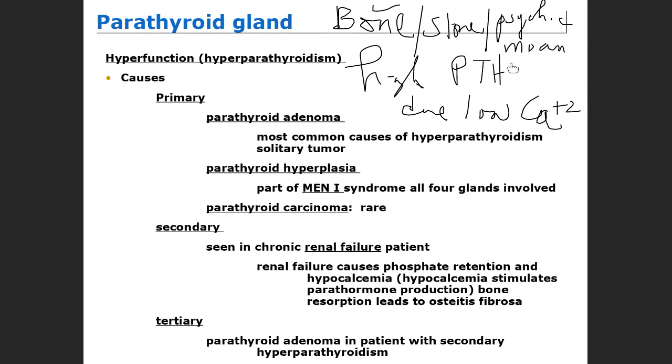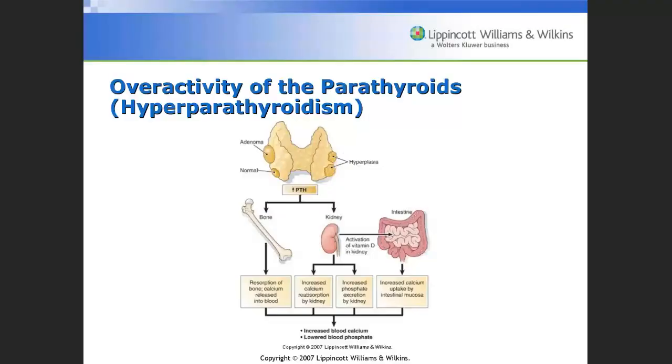Depression, psychosis, that kind of thing. This in general is known as a psychic moan, maybe headache as well. Okay, so bones, stones, psychic moans, think of it as the same as hyperparathyroidism, too much blood calcium. As you can see here, we showed you bone resorption and increased calcium that could lead to kidney stones. Typically in this case, it's an adenoma, and only one of them will have it. But in the case of MEN1, then it'd be all four.